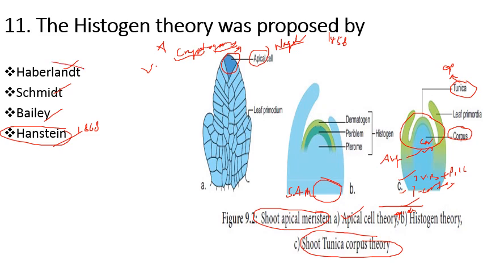Then we have this scientist named Haberland, Gottlieb Haberland. He is considered as father of plant tissue culture.